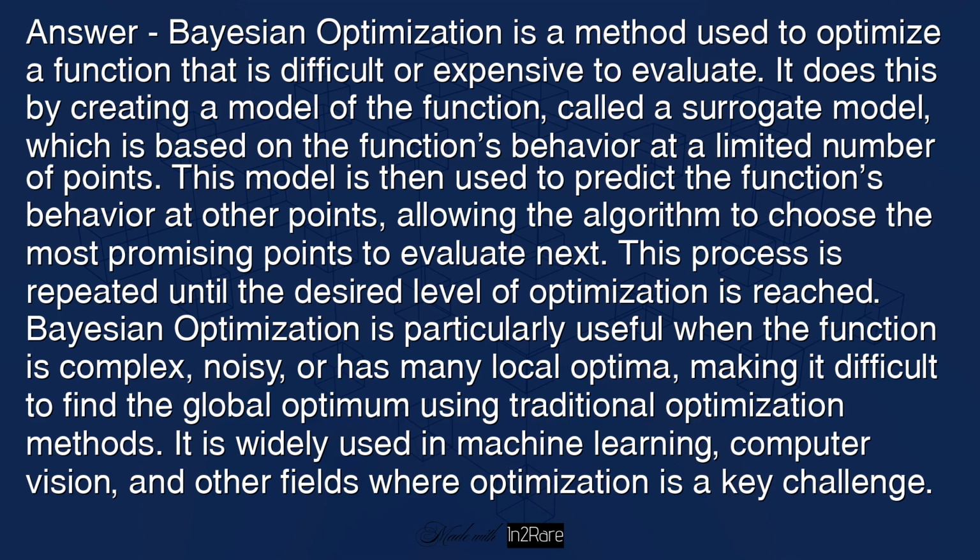Bayesian optimization is particularly useful when the function is complex, noisy, or has many local optima, making it difficult to find the global optimum using traditional optimization methods. It is widely used in machine learning, computer vision, and other fields where optimization is a key challenge.